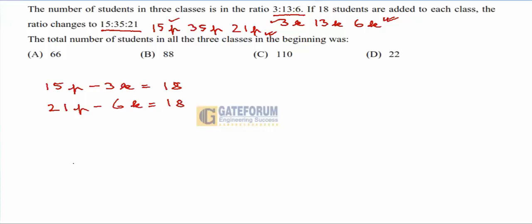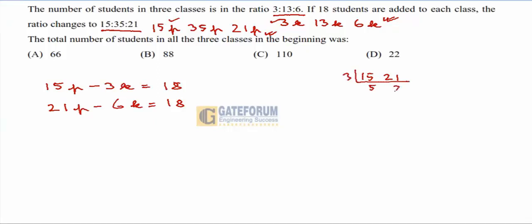What have they asked us? They have asked us K in the beginning. That means it would be beneficial if we knew K earlier. So we will try to eliminate P. So how to eliminate P? Very simple. We can eliminate P by you see 15 and 21. What is the LCM of 15 and 21? I'm sure you all know how to find the LCM.